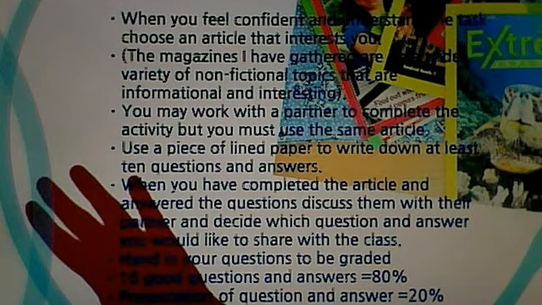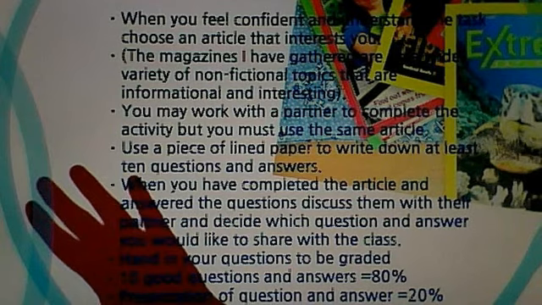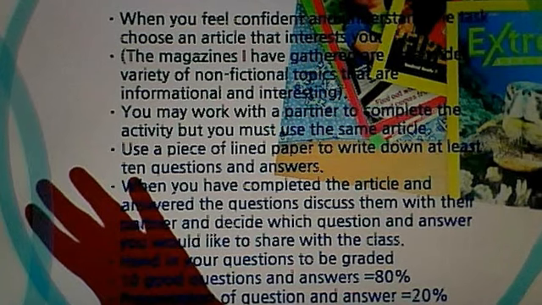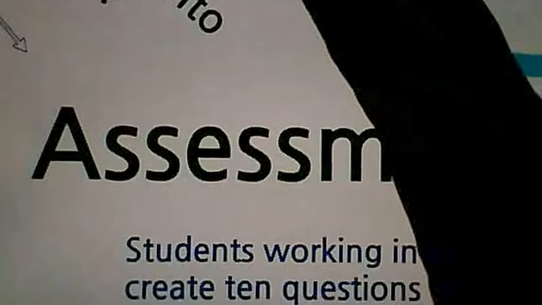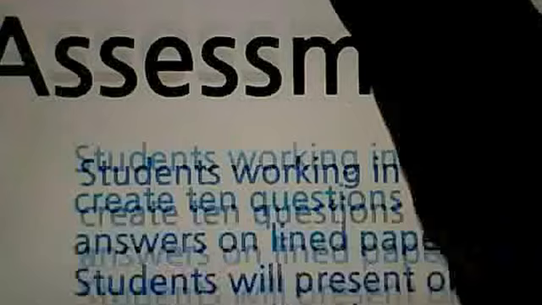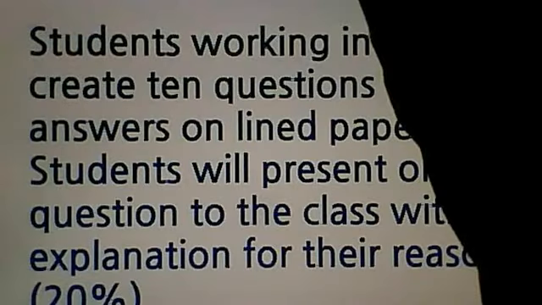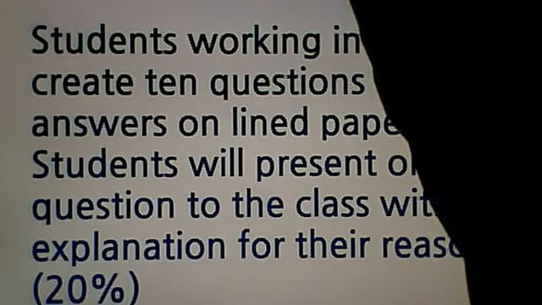So my assessment: students working in pairs will create 10 questions with answers on lined paper, which will be 80%, and students will present one question to the class with an explanation for their reasoning, which is 20%. And then the materials I used were the magazine, smartboard, Prezi presentation, lined paper, and pencils.